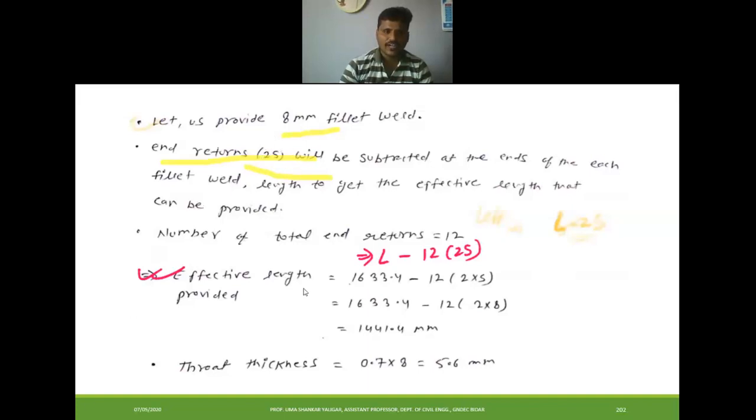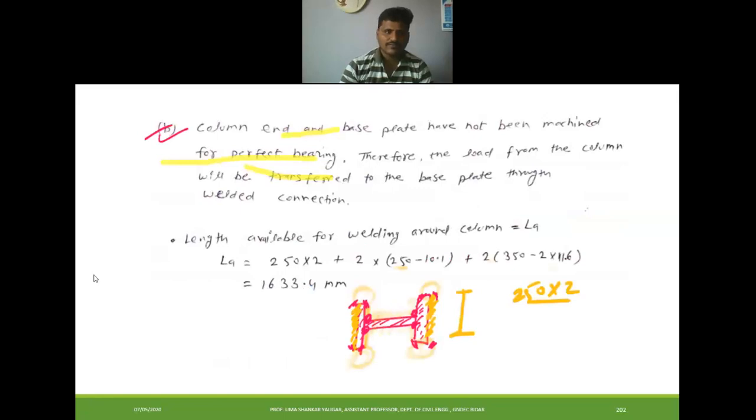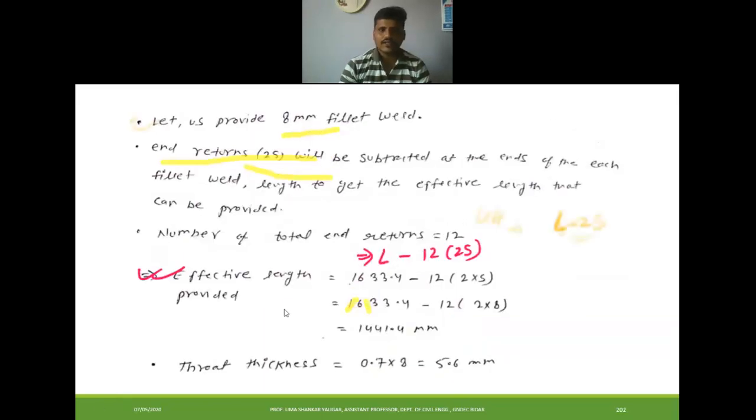For that what can we do? Now we can see here, here also you have end, here also end. 1, 2, 3, 4, 5, 6, 7, 8, 9, 10, 11, 12. Totally there are 12 ends. Therefore, in the available length you need to minus 12 times of 2s. 2s is equal to what? End return welding. This we have studied in your module 2 in the welded section. Therefore, L already we have calculated, minus 12 times of 2s.